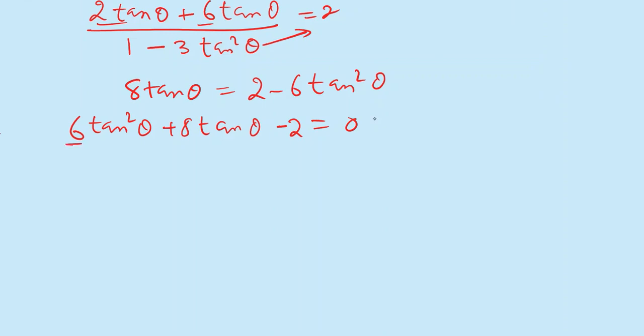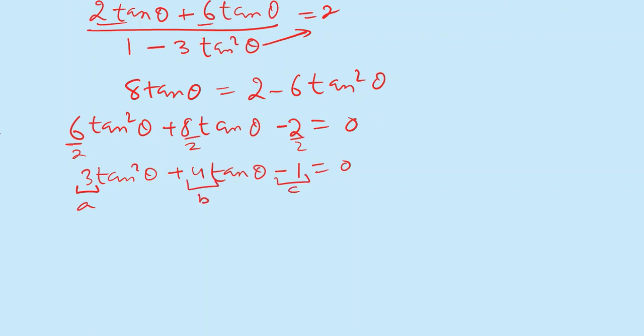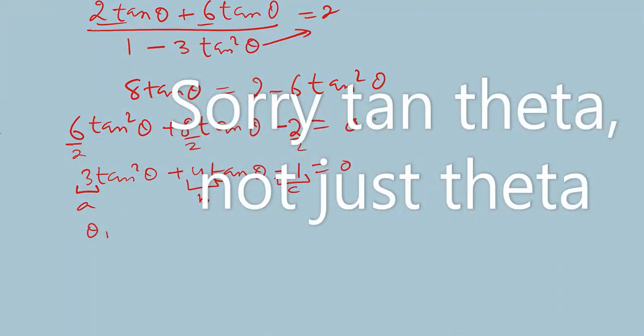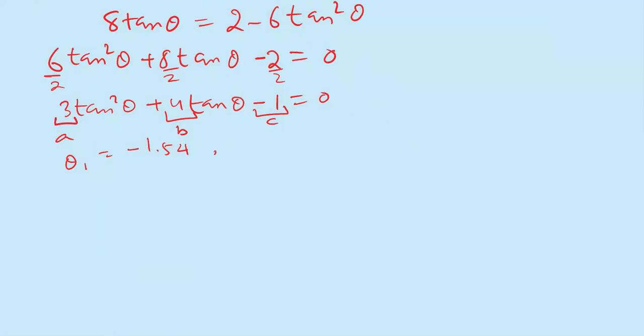Let's simplify this by dividing all of them by 2. So it becomes 3 tan square theta plus 4 tan theta minus 1 equal to 0. And now let's put this equal to A, this equal to B, and this equal to C in our calculators. And I get tan theta equal to minus 1.54 and 0.215. These are the two values.